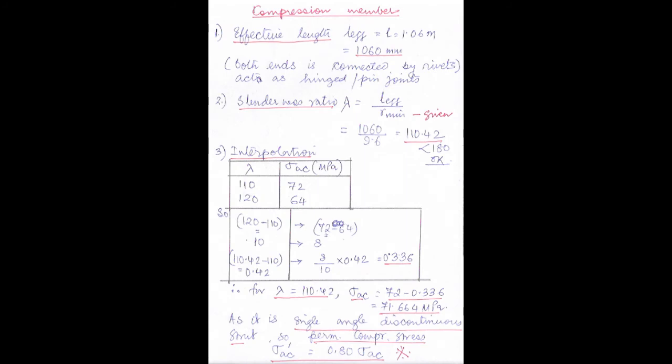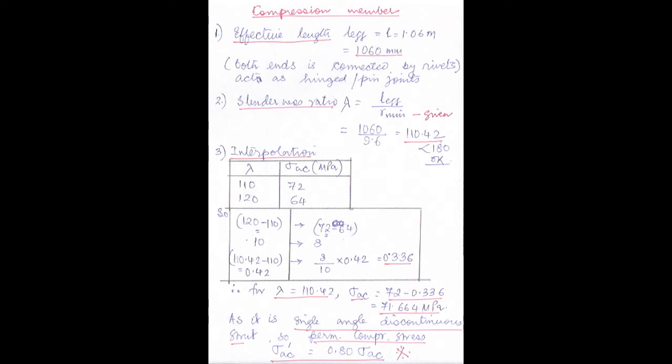Let us start how to solve the problem. Step number 1: according to the question, first we have to find the effective length of the compression member. So L effective will be L, that is 1.06 meter. If we multiply it by 1000, then it will be 1060 millimeter. How have we taken the effective length as the original length of the member?